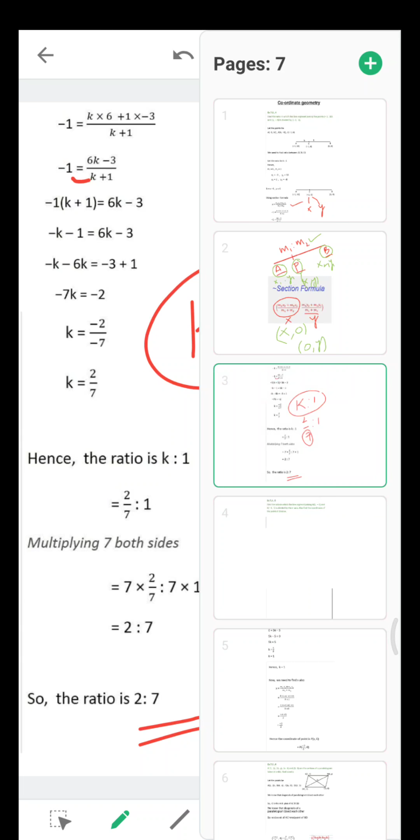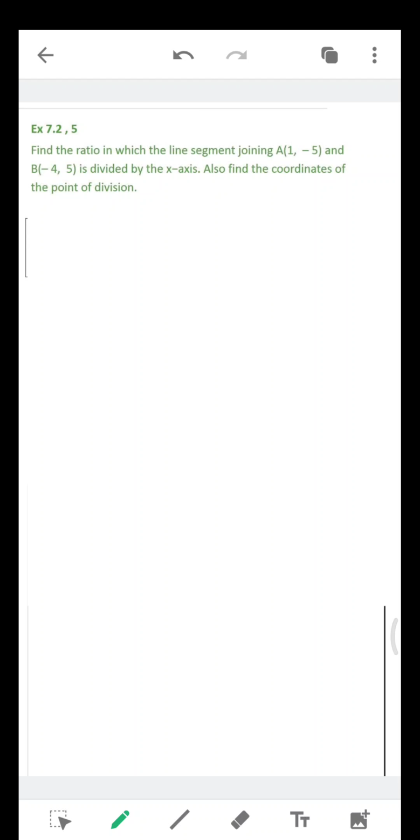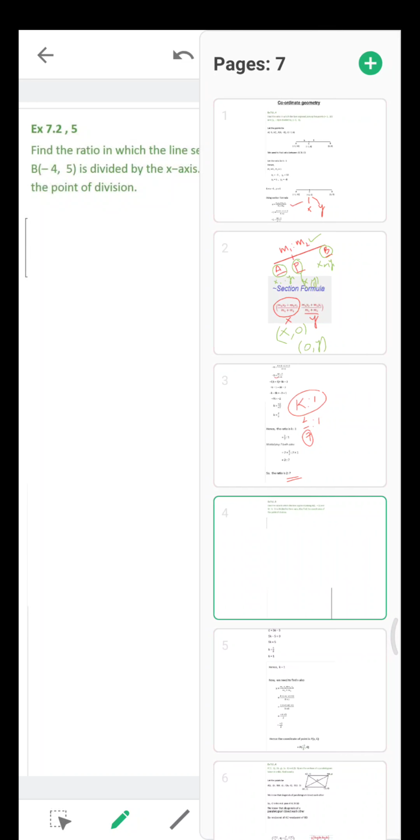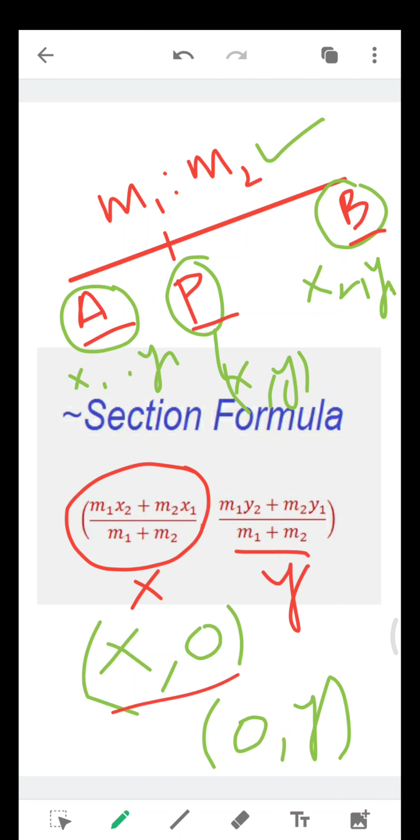Okay, next we'll continue with the next question. Now here, find the ratio in which the line segment A 1 comma minus 5, B minus 4 comma 5 is divided by x-axis. So this line segment is divided by x-axis. So just now I said you what is the point on x-axis. Point on x-axis will be x comma 0.